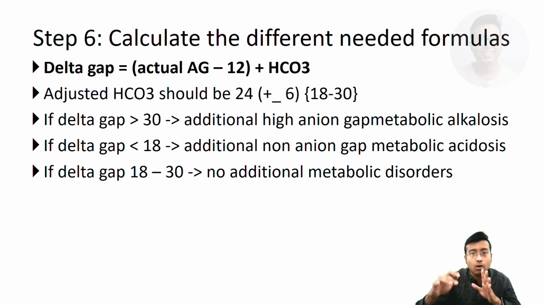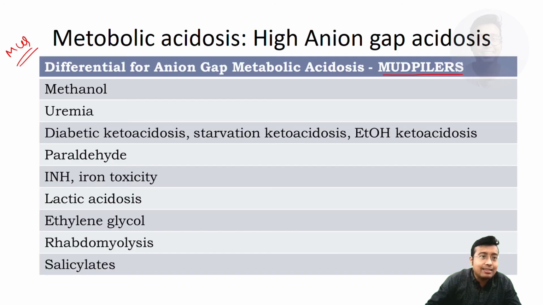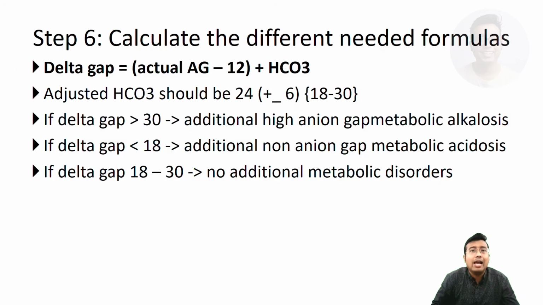Fine. So over here we now know, since it is a high anion gap metabolic acidosis, the reason should be anything from here, any one of these. So let us keep on diagnosing. Next we need to look at the delta gap. Now what is the delta gap? Simple equation: the actual anion gap minus 12, plus the bicarbonate value. Everything is available in our problem. So this adjusted bicarbonate, the delta gap, the actual adjusted bicarbonate, should be within this range.